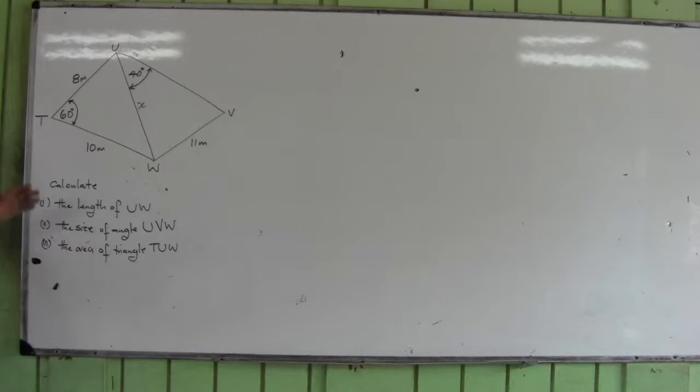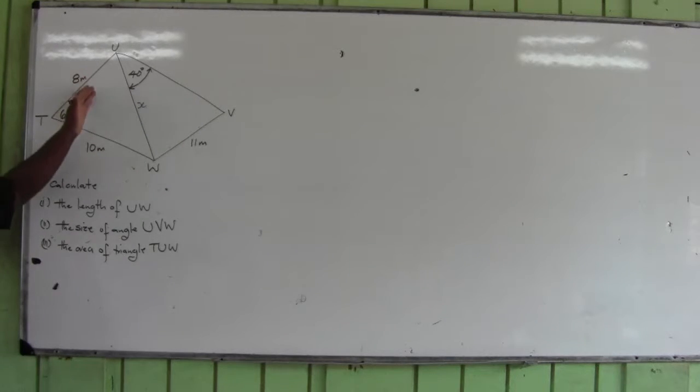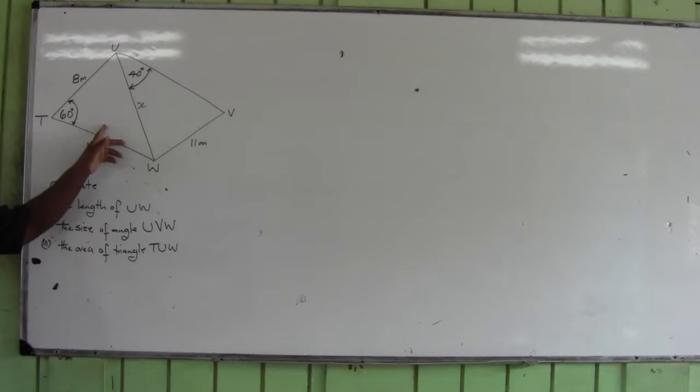Alright, UW is part of what? The triangle on the left, and it is also part of the triangle on the right. As a matter of fact, the two triangles share this line. So the one line is common to the two triangles. However, I can only use the triangle on the left to find the length of UW.